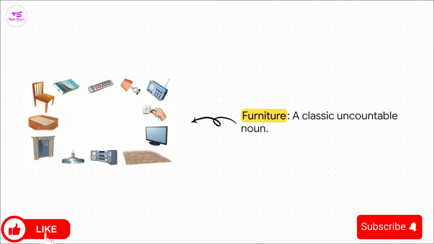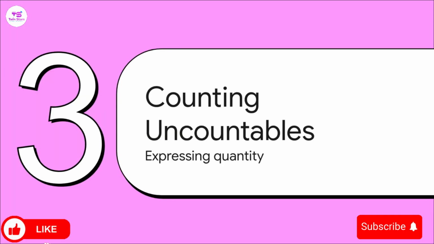Now, here's where it gets really interesting. While you can easily count individual chairs, TVs, or lamps, the overarching category of furniture is always uncountable. It's an umbrella term. Honestly, this trips up so many learners because you look at a living room and see all these distinct items, but the second you group them under the word furniture, you have to totally drop the idea of counting them. All right, let's tackle Section 3, counting the uncountable.